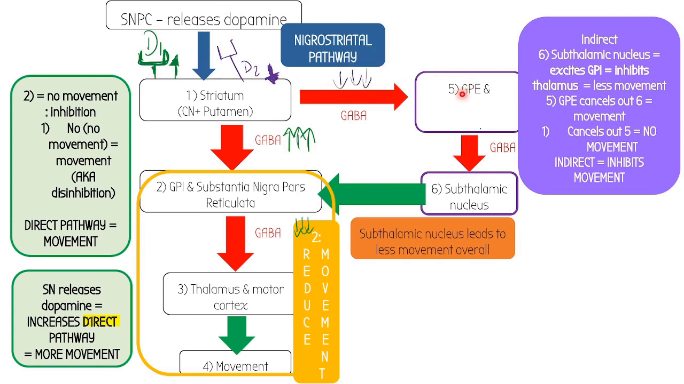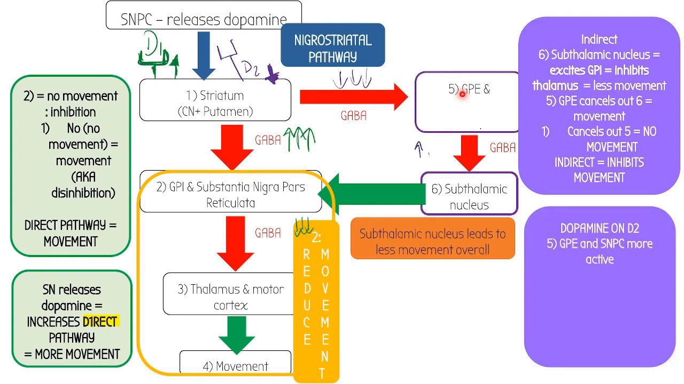So if you're decreasing this, then the GPE is not going to be inhibited as much. Even though I'm getting confused now, if you're decreasing the inhibition to this, then it's not going to be as inhibited. So the GPE is now going to be more active, which means these GABA projections will be increased, which means what? Your subthalamic nucleus will therefore be decreased. It will have decreased activity because it's getting more inhibition here. Therefore, your subthalamic nucleus is going to be less active.